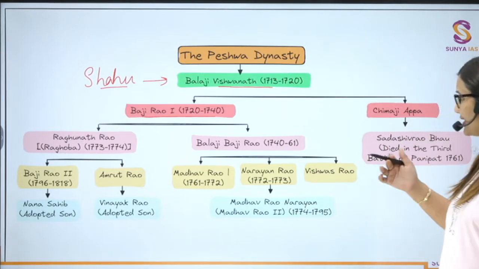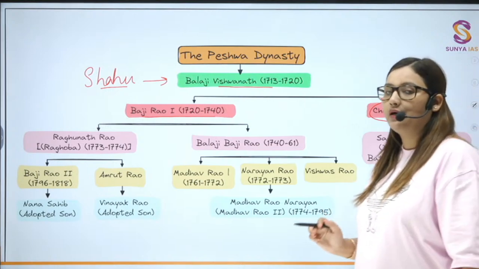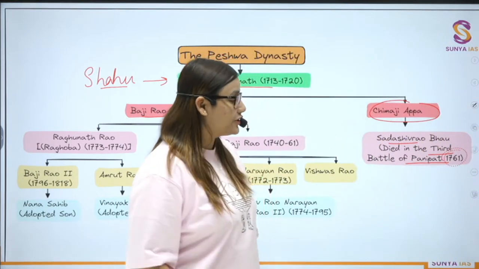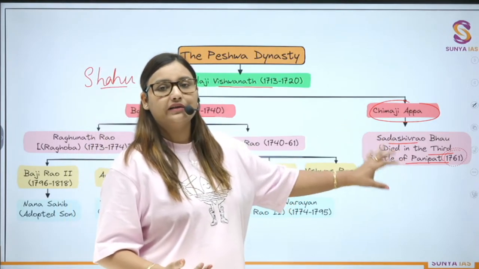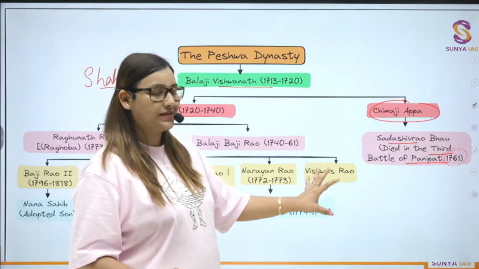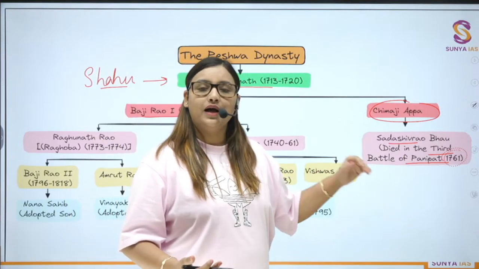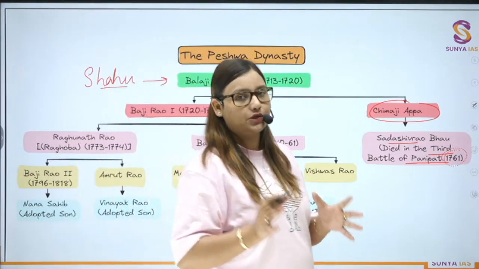And then we see that here we had one more lineage coming from Balaji Vishwanath by Chimaji Appa, and he had a son, Sadashiv Rao Bhau. But Sadashiv Rao died in the Third Battle of Panipat in 1761. The 1761 Third Battle of Panipat is very important, where Ahmad Shah Abdali, the emperor of the Durrani Kingdom, defeated the Marathas, and the dream of the Marathas to rule the entire India was now culminated. So here you will see that it will go in a very downgrade form, and they won't be able to conquer other lands, and the expansion was somehow stopped for a while.